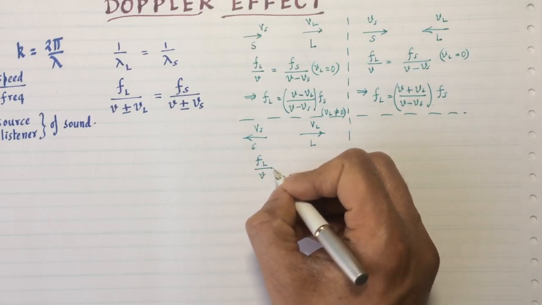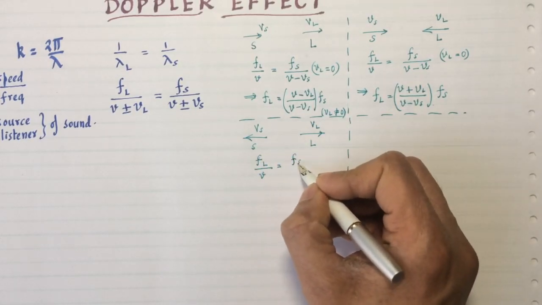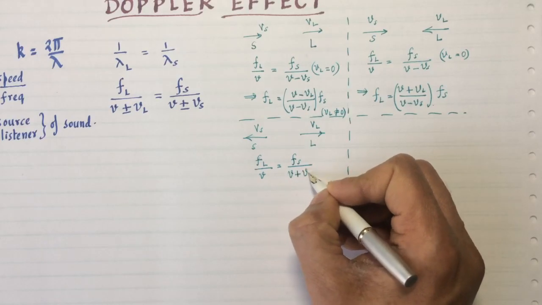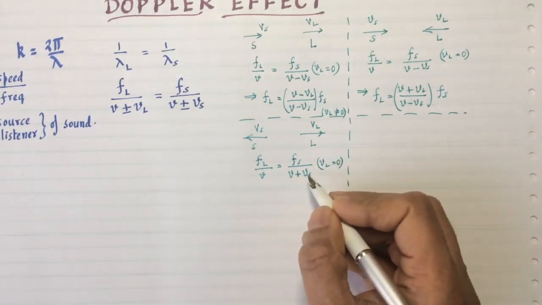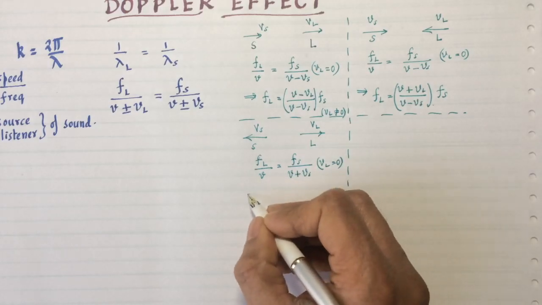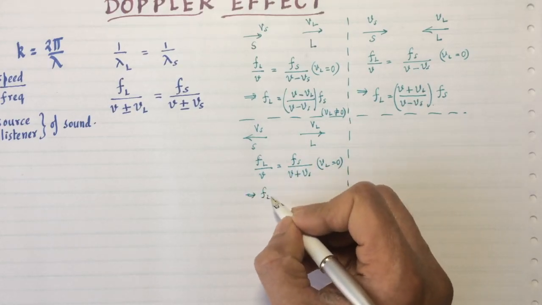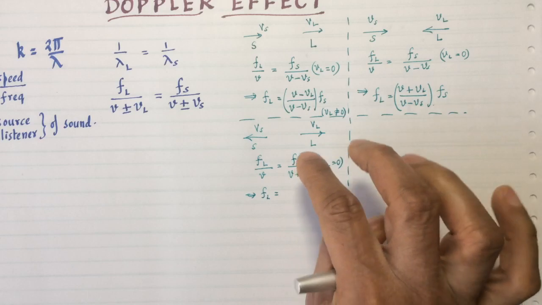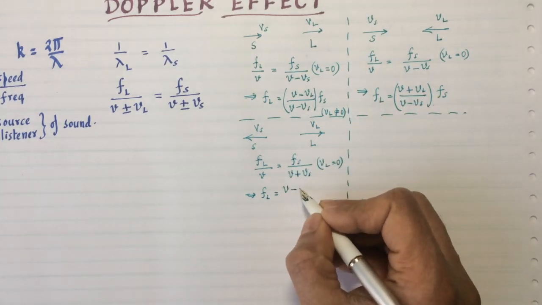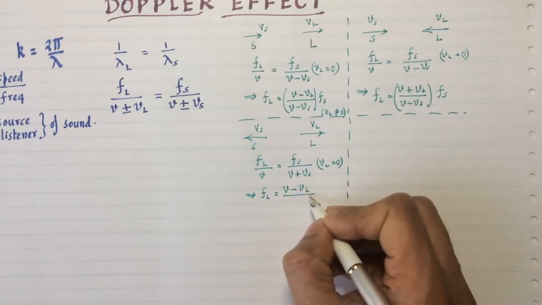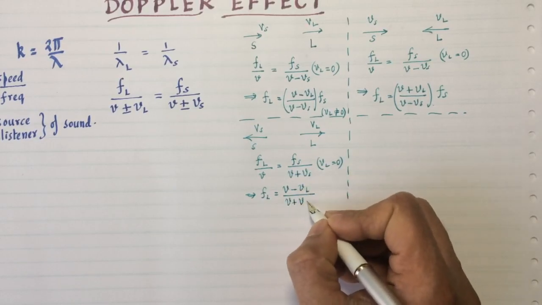FL divided by V equals Fs divided by V plus Vs. That will ensure that the frequency is going to be less. Now, the frequency is going to be even less because you're actually getting away from it. So the only way to make it even lesser than what you have is to put a minus sign in the numerator.